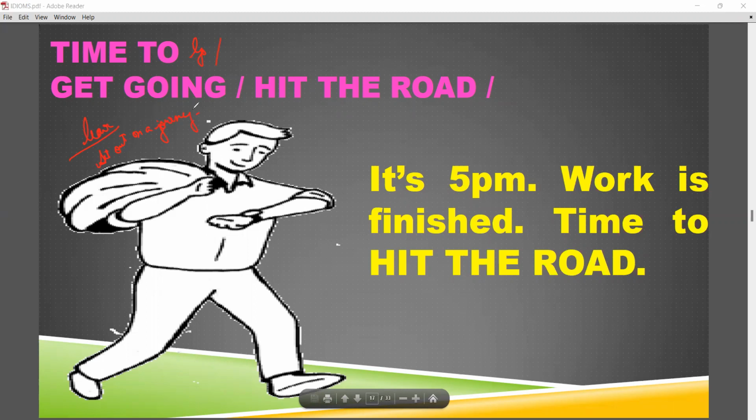So time to go means it's time to leave. You should get going, or you should hit the road. That means to leave a place in order to go somewhere else, or to set out on a journey. For example, it's 5 p.m., work is finished, time to hit the road, that is, to leave and go on the journey to your home.